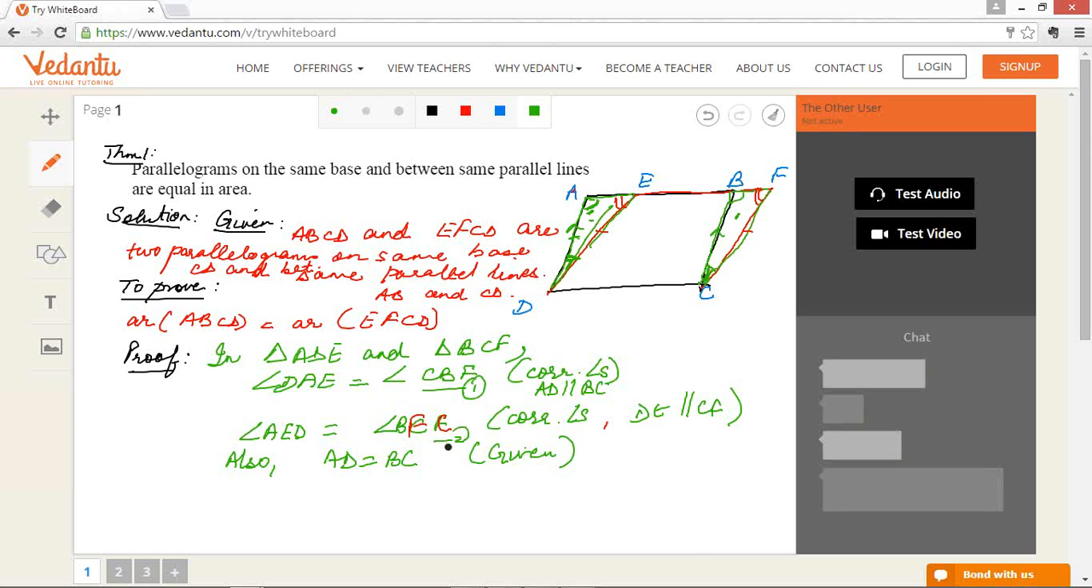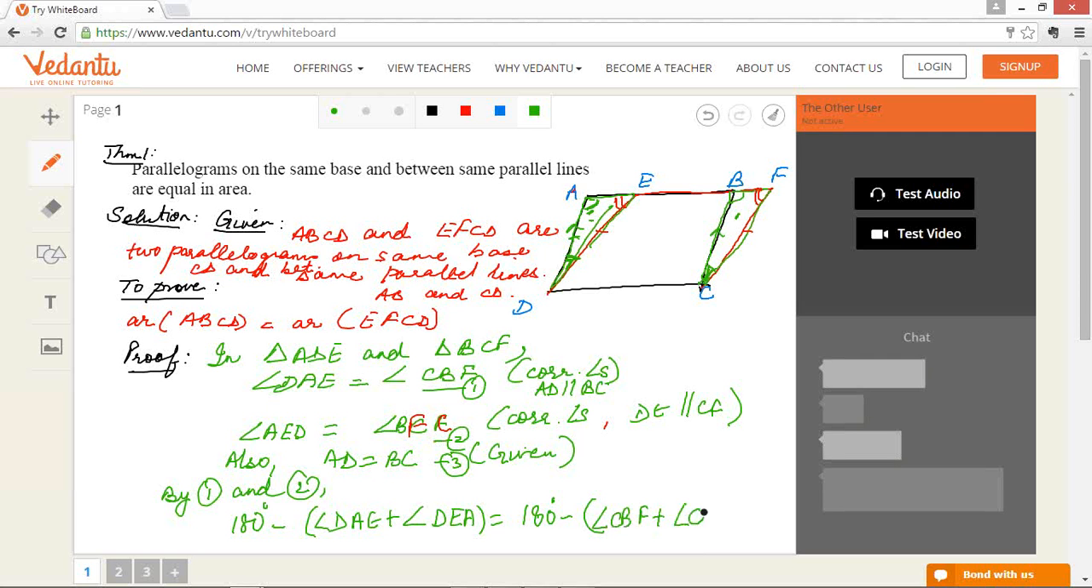So this is 1, this is 2 and this is 3. By 1 and 2, I can quickly write 180 degrees minus (angle DAE plus angle DEA) is equal to 180 degrees minus (angle CBF plus angle CFB). So we are going on the track of the angle sum property.